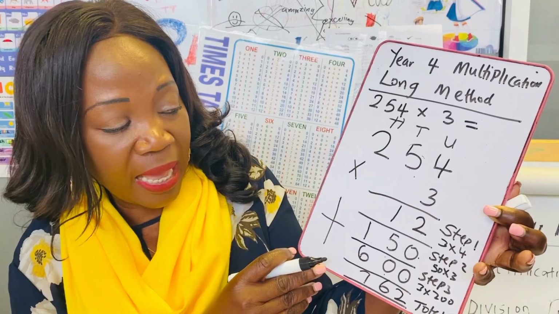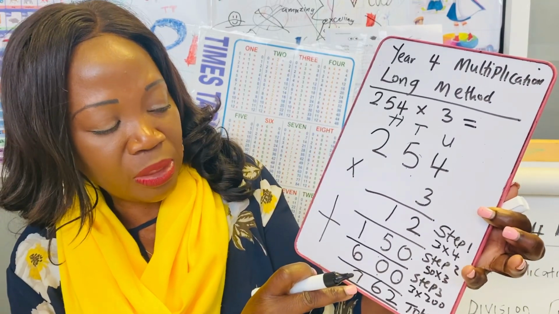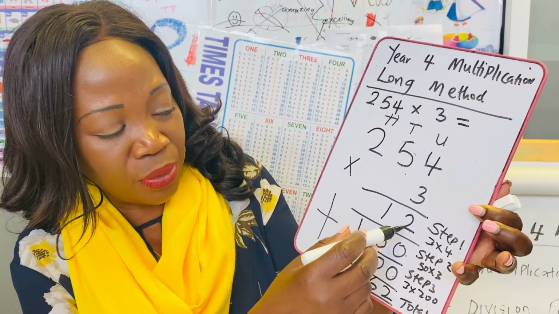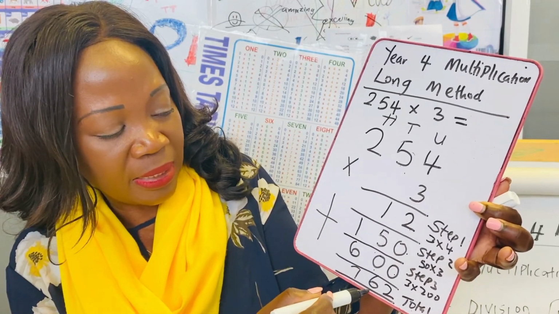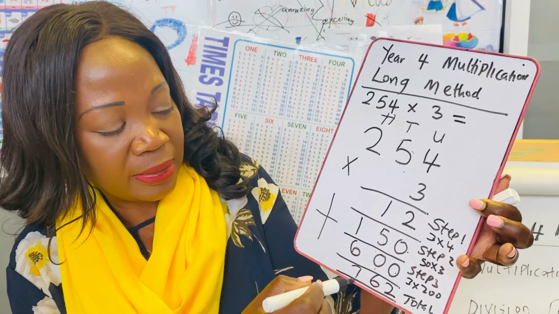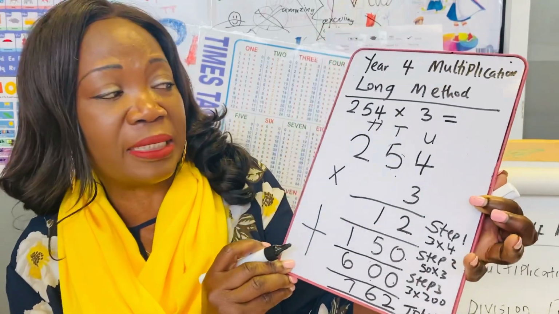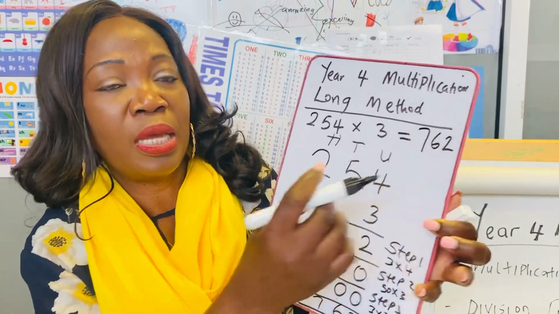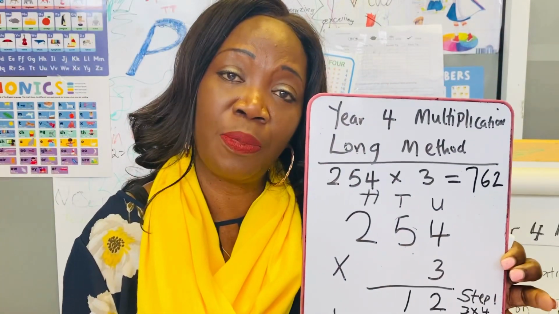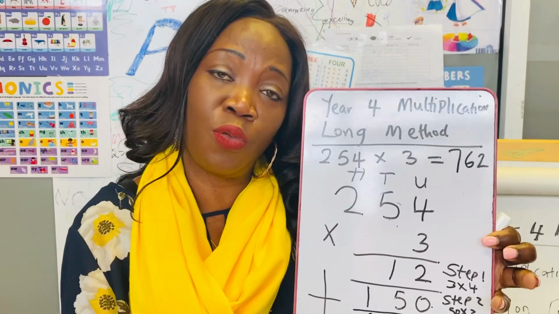So our answer is, we need to check, are we right? Is the correct answer? 1 add 5 is 6, 1 add 6 is 7. So our total answer is 762. Like I said earlier, you might need to keep watching this video again, watch it over again for you to get it.